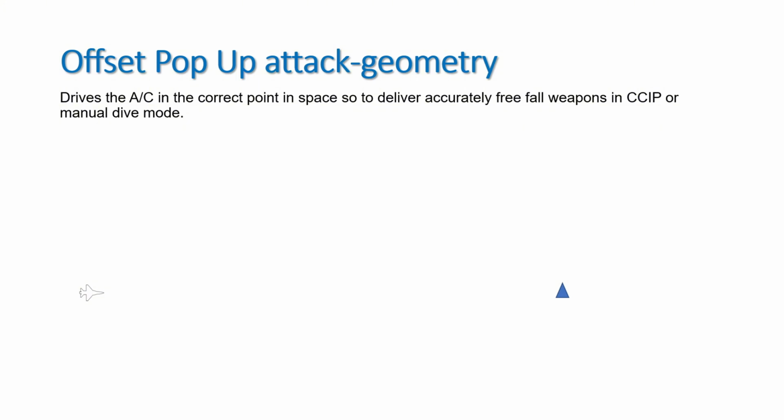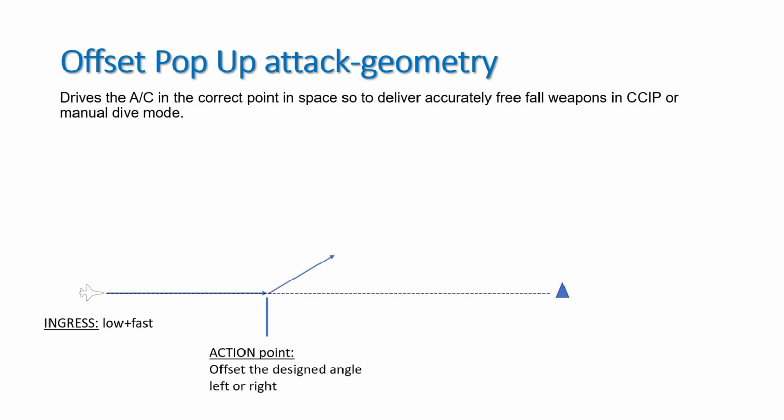First thing you need to do is to connect an imaginary line between your target and the aircraft, and from this point onward we're gonna draw the stick diagram. We have the phase of ingress, in which you are going low and fast. At the action point you need to offset to either side for the designated angle during the planning. At some point you need to pull up for the desired Gs per aircraft, 4 to 5 for F-16, 2.5 to 3 for A-10 for example.